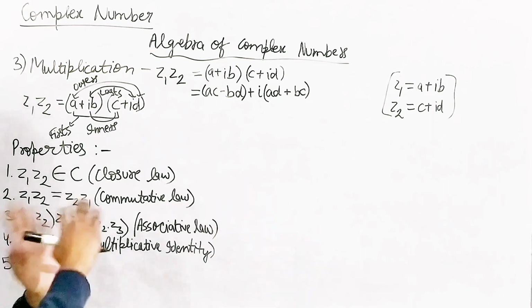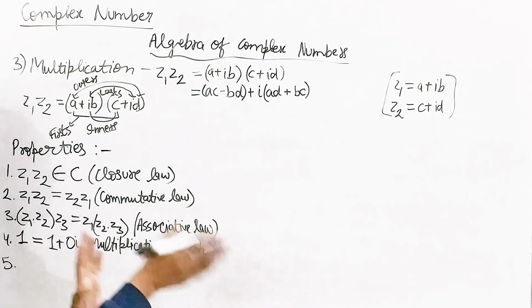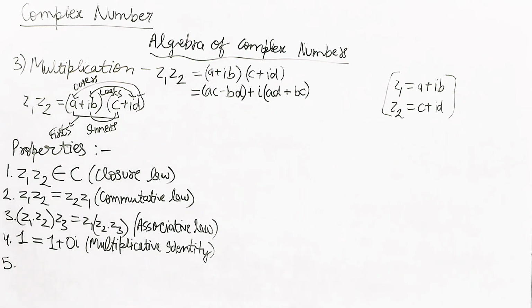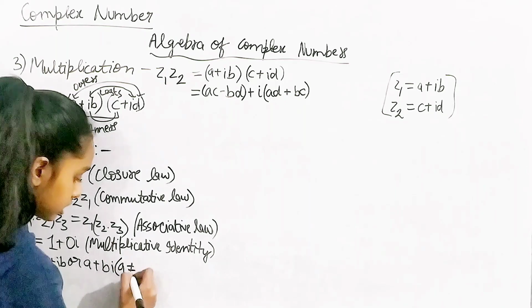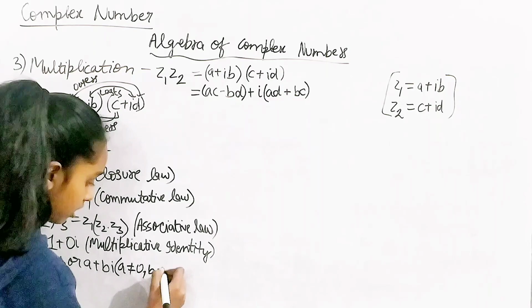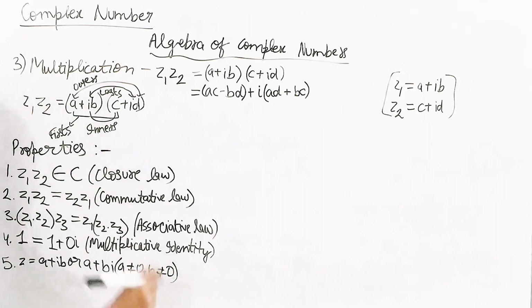Inverse is where we put the negative sign: if it's positive, then it's going to be negative. So let's see this multiplicative inverse. Let me take something different. We have z, not z1, and z is equal to a plus iota b, or I can also write a plus b iota, where a is not equal to 0 and b is not equal to 0 too.